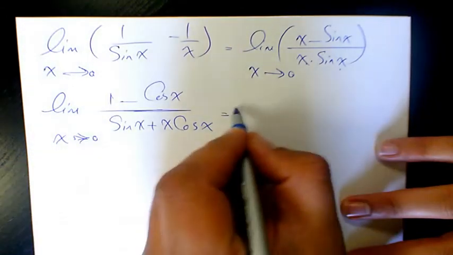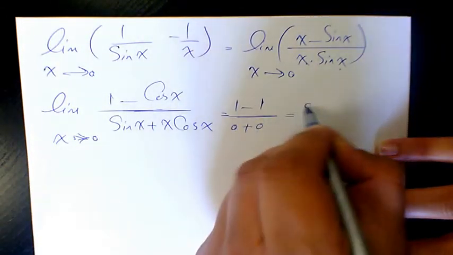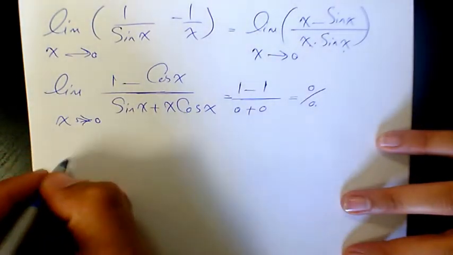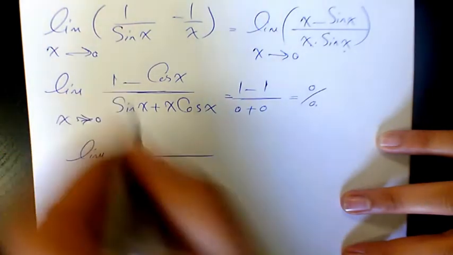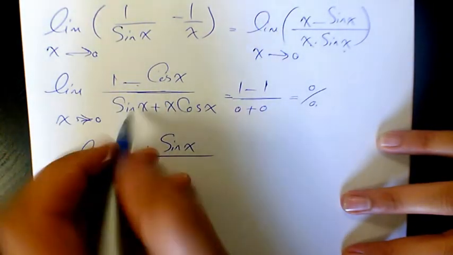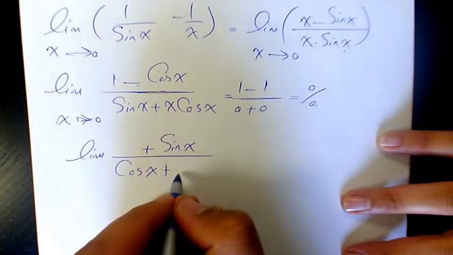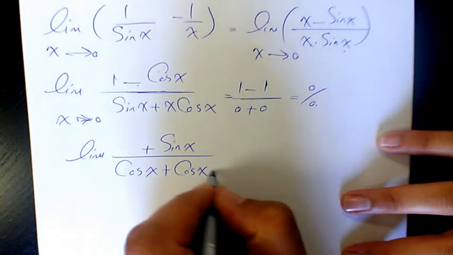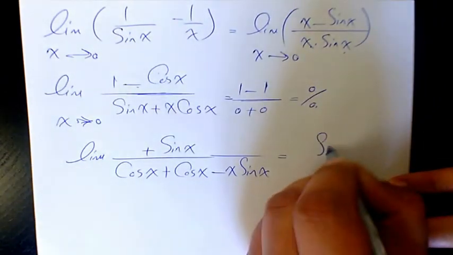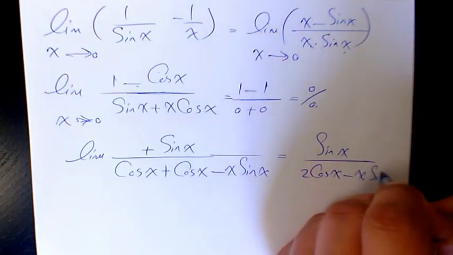That's going to be 1 minus 1 over 0 plus 0. So it's going to be 0 over 0. We need to do L'Hopital rule another time. The derivative of 1 is 0. The derivative of negative cosine is going to be plus sine x. The derivative of sine x is cosine x. The derivative of x sine x is going to be cosine x minus x sine x, which is going to be sine x over 2 cosine x minus x sine x.